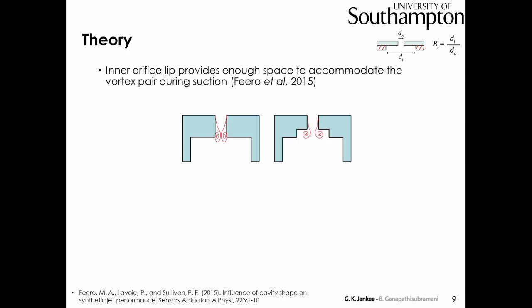vortex pinch-off which occurs. Further, we believe that there's a sort of virtual aerodynamic shaping effect which takes place. During the blowing phase, the nozzle adopts a converging shape, and this accelerates the flow and contributes to a high exit velocity as we've observed.